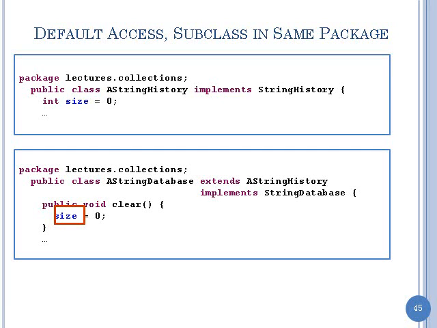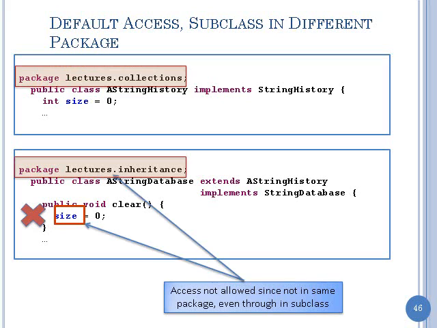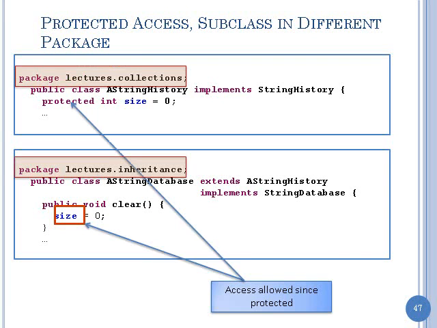Okay, just to make sure that we understand this, we have string history and string database both in the same package. So in string history database, I can access size, okay, because they're in the same package, right? And now I have moved this to a different package, and because I have moved it to a different package, my size field is no longer accessible, okay? And if I really want it to be in another package, and I want the size field to be visible, I would protect it. Okay, so that's the next level from public, where I'm giving almost everybody access except I'm giving access to both my co-packaged classes and my subclasses.